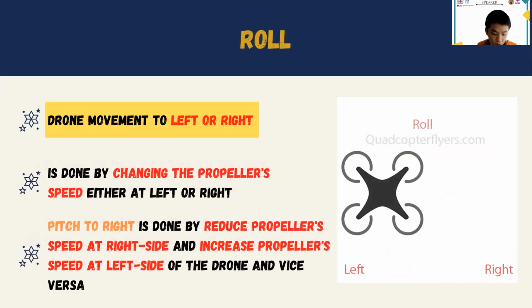We're going to talk about rolling, which is a drone movement from left to right. Basically, the concept is the same as pitching, right? If you want to roll to the right, I will need a corresponding component of thrust from the rotors. All of this can be done by just changing the propeller speed either at the left or at the right. Thus, rolling to the right is done by reducing the propeller speed at the right side and increasing the propeller speed at the left side of the drone, and vice versa. Very easy concept. This is the same actually.